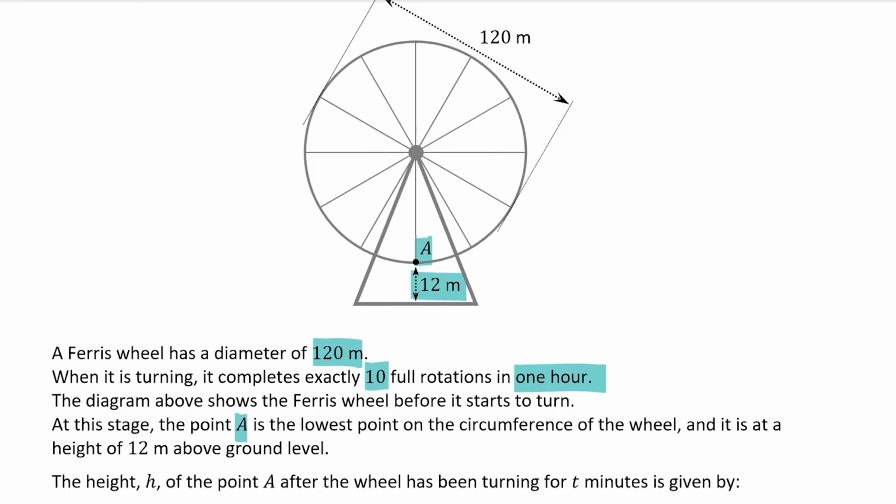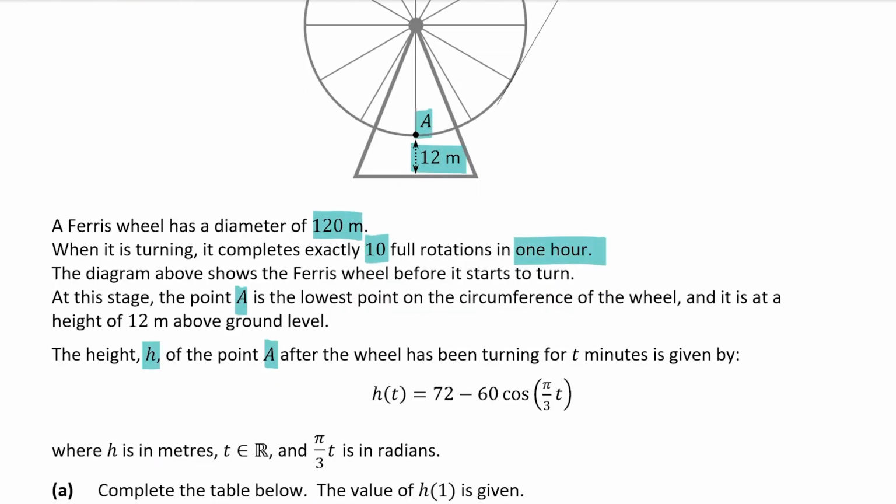We're told that the height h of the point A after the wheel has been turning for t minutes is given by the following formula, and that is h of t, so the height of the point A, is equal to 72 minus 60 cos pi over 3 t. And again, t stands for the minutes after it starts to turn. So h is in meters, t is a real number, and pi over 3t is in radians.